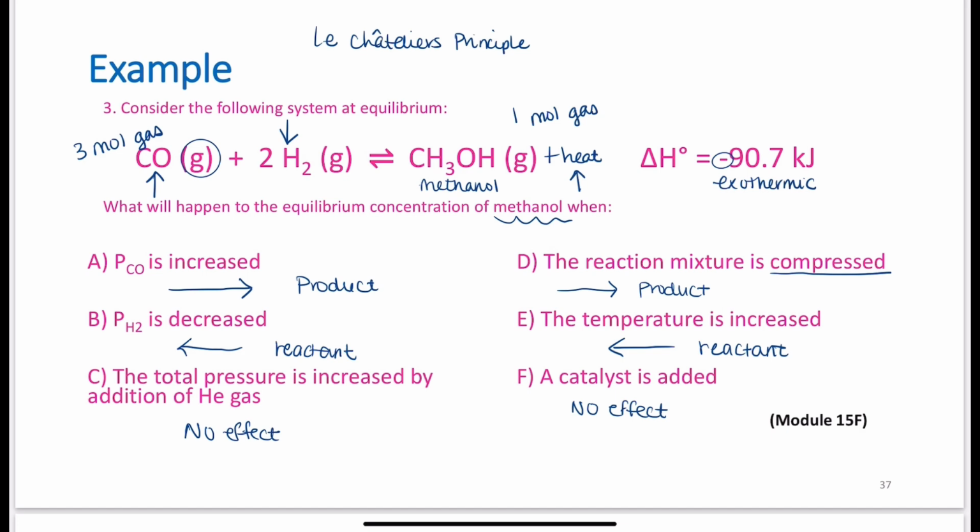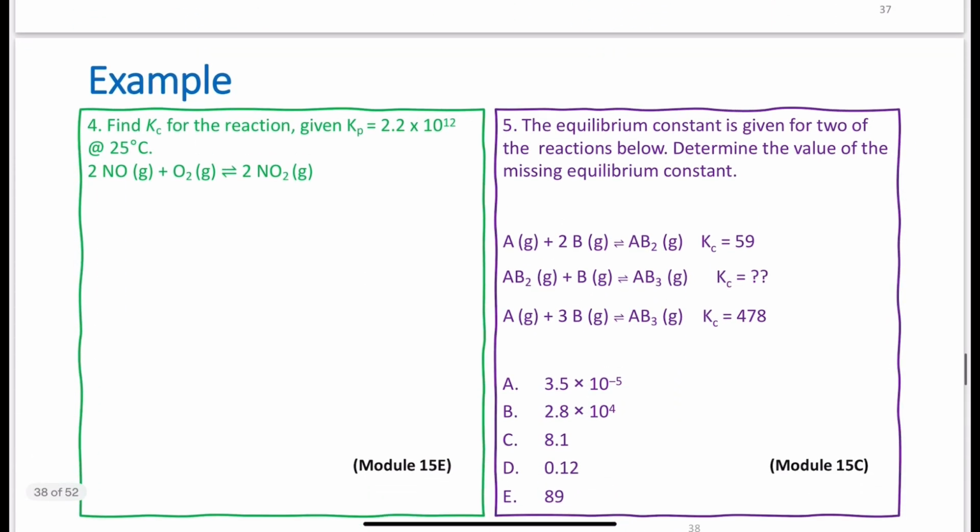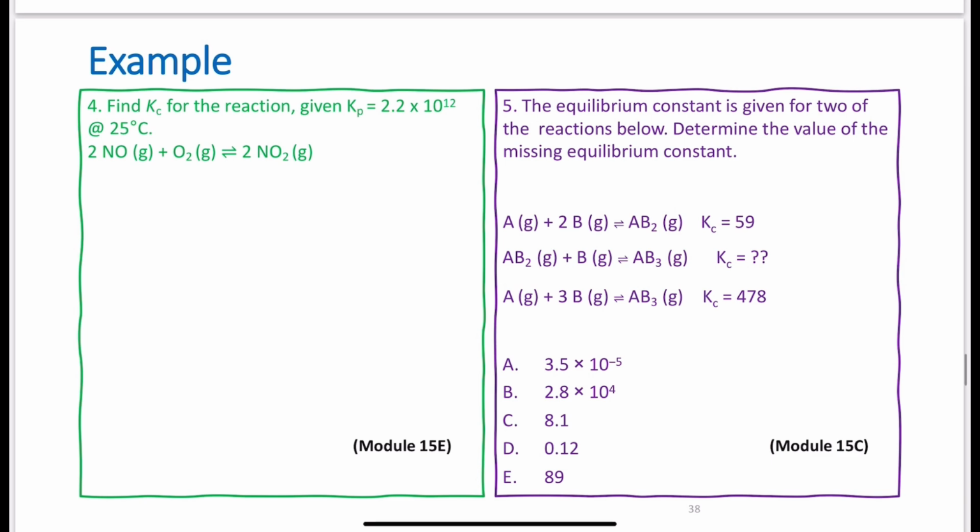Number 4, find Kc for the reaction given that Kp is 2.2 times 10 to the 12th at 25 degrees C. I've got 2 moles of NO plus 1 mole of O2 plus 2 moles of NO2. Okay, so I know my equation is Kp equals Kc times the product of RT raised to the change in n.